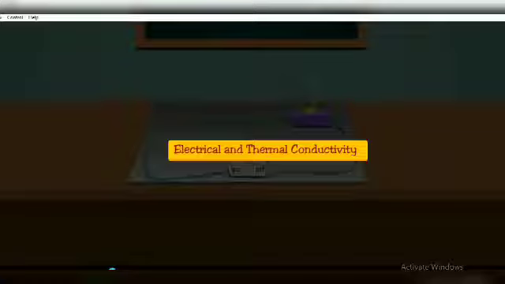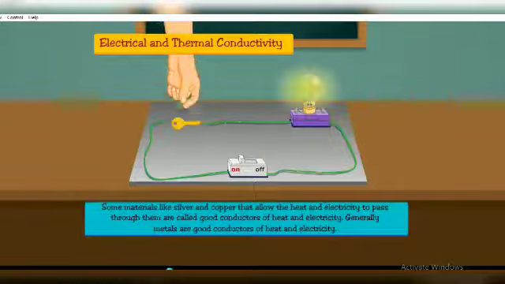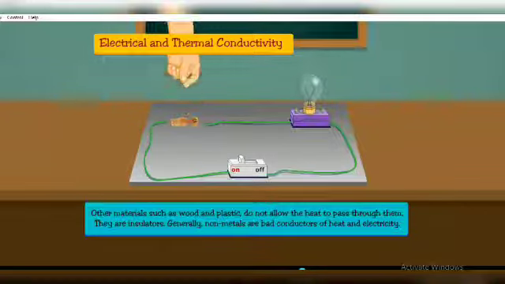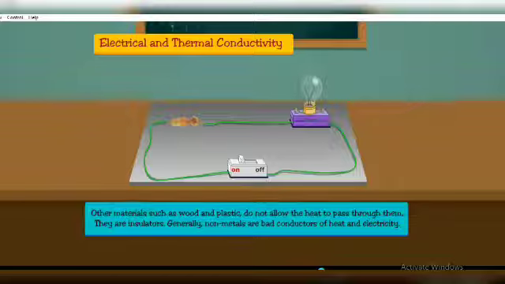The sixth property of materials is electrical and thermal conductivity. Some materials like silver and copper that allow heat and electricity to pass through them are called good conductors of heat and electricity. Generally, metals are good conductors of heat and electricity. Other materials such as wood and plastic do not allow heat to pass through them. They are insulators. Generally, non-metals are bad conductors of heat and electricity.